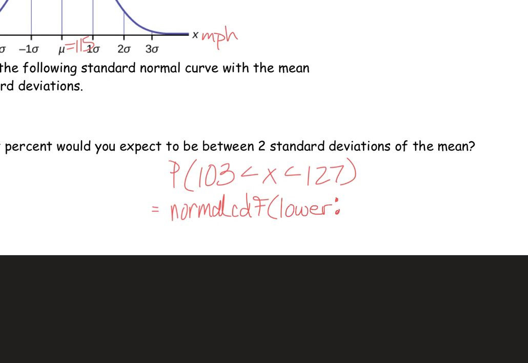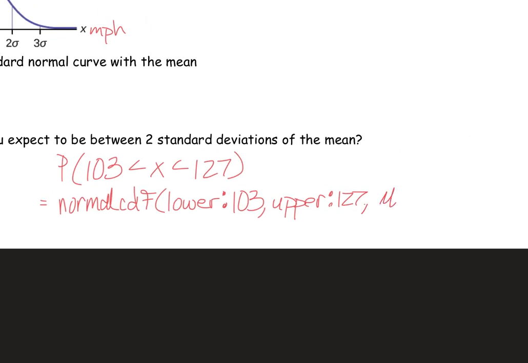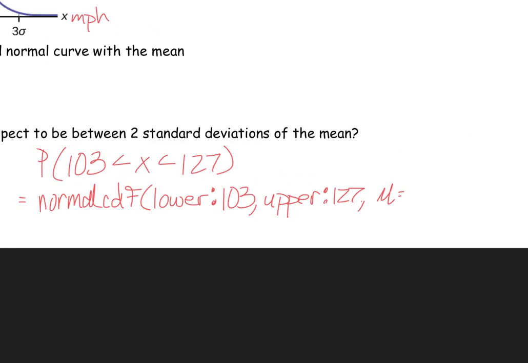Okay, let's think about this then. Our lower bound is actually going to be 103. That's the slowest serve we're considering here. Then it'll ask for upper. Our upper bound will be 127. And then, of course, our mean will be, what was our mean here? 115. And our standard deviation will be 6.